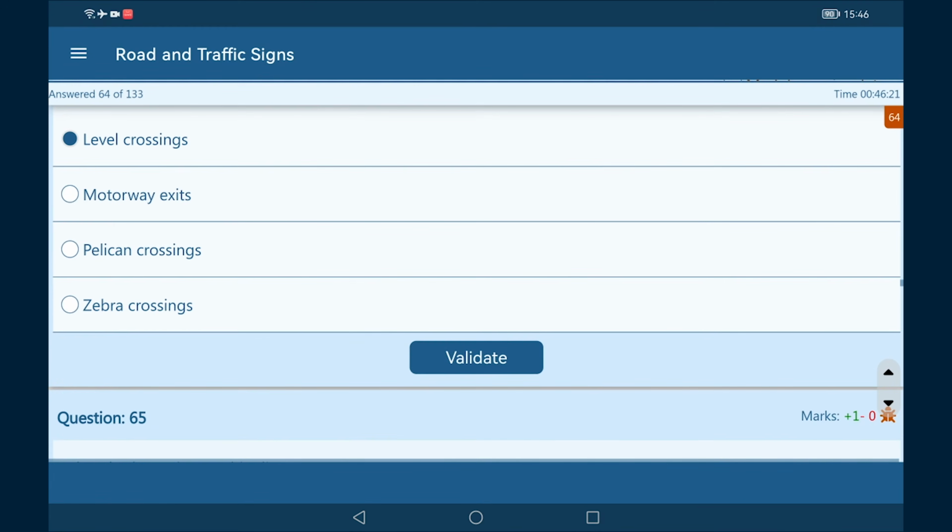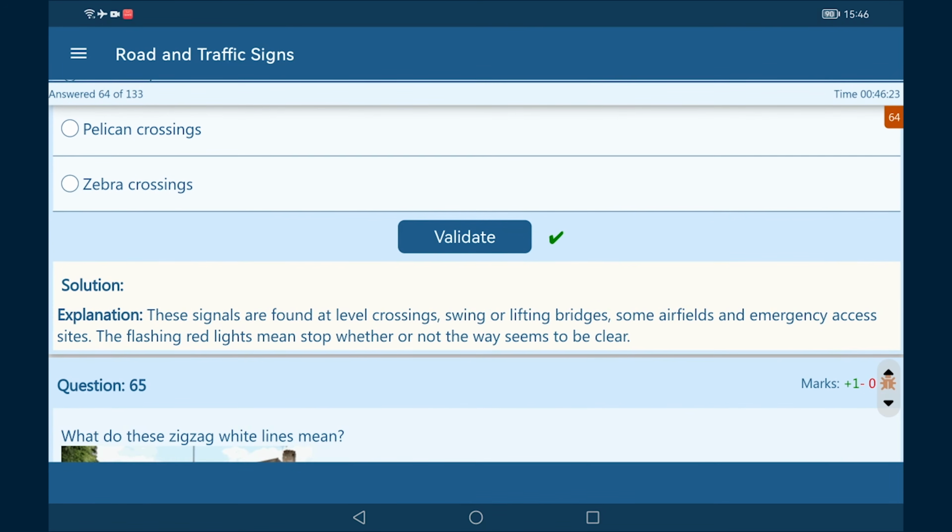Explanation. These signals are found at level crossings, swing or lifting bridges, some airfields, and emergency access sites. The flashing red lights mean stop, whether or not the way seems to be clear.